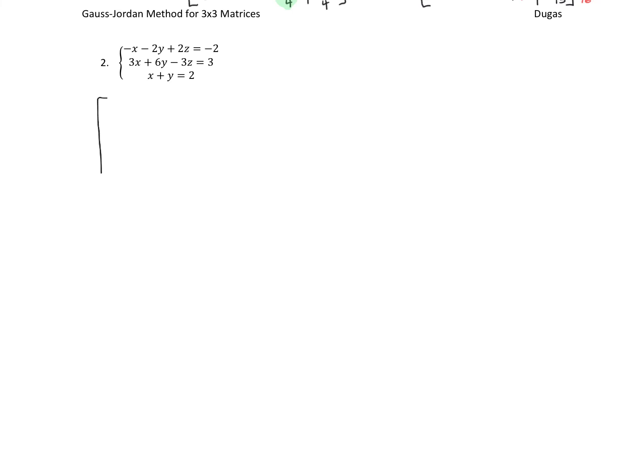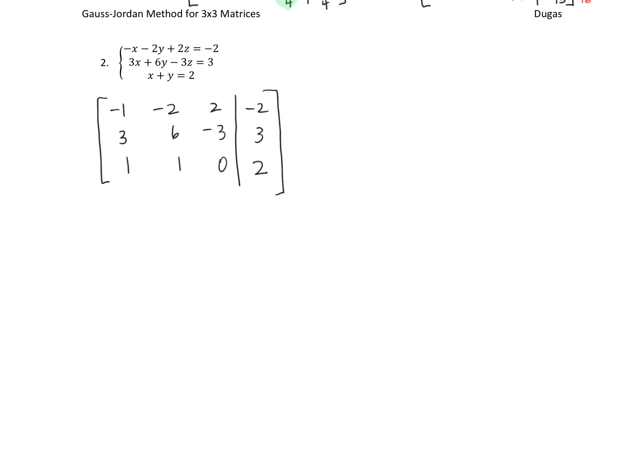So our augmented matrix will be -1, -2, 2, -2, 3, 6, -3, 3, and 1, 1, 0, 2.